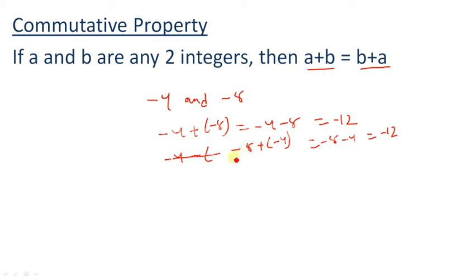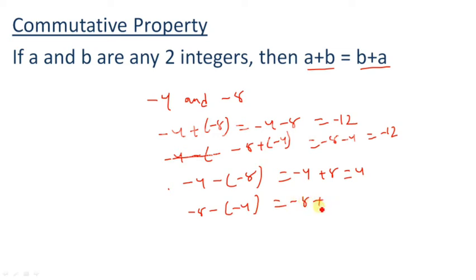Now let us test the commutative property for subtraction. If we do minus 4 minus minus 8, what will be the result? It will be minus 4 plus 8, which is equal to 4 only. Okay, it is a positive number. Now if I do b minus a, minus 8 minus minus 4, what will be the result? Minus 8 plus 4, which will be equal to minus 4. Now look, that is why I only wrote a plus b is equal to b plus a. It means only for addition this rule is applicable, and this rule is known as the commutative property.